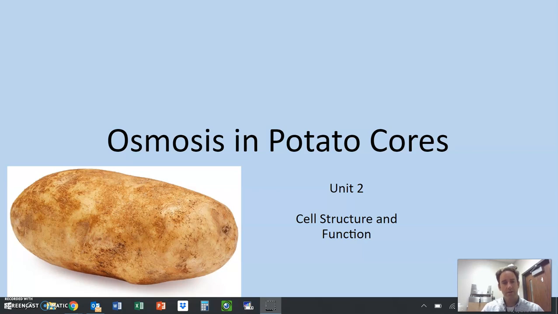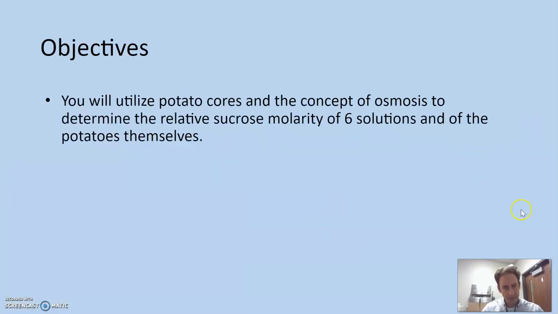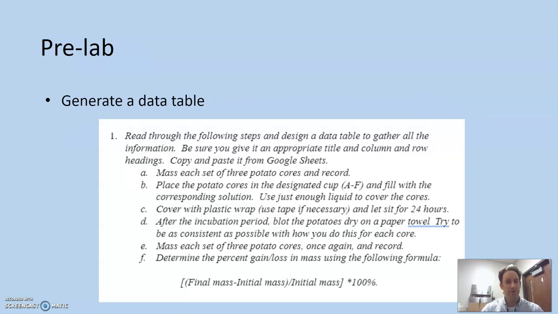So how's this going to work? Well, the objectives: you're going to use potato cores and the concept of osmosis to determine the relative sucrose molarity of 6 solutions and of the potatoes themselves. That's a mouthful, but it's not that bad. Let's break it down and figure out what we're doing here.